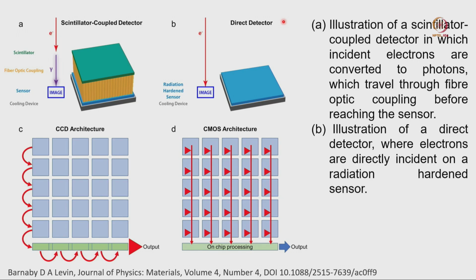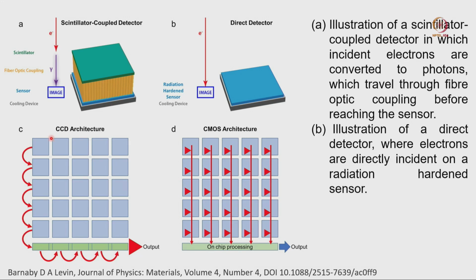So, let us discuss a little bit more about the difference between those cameras. Here is a schematic diagram of a CMOS camera and a CCD camera, which is a scintillator coupled detector. You have a scintillator where the electron hits and is converted to a photon, and then it travels through a fiber optics cable to the readout sensor, where the images are recorded.